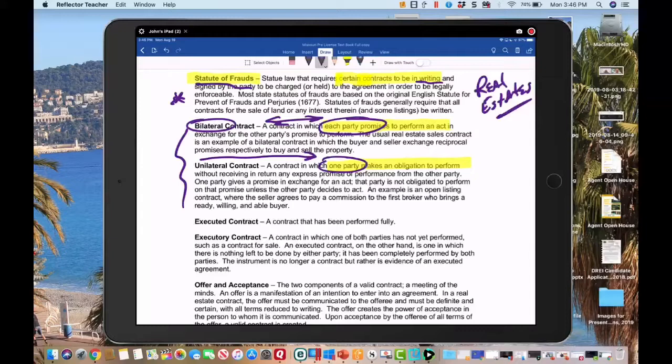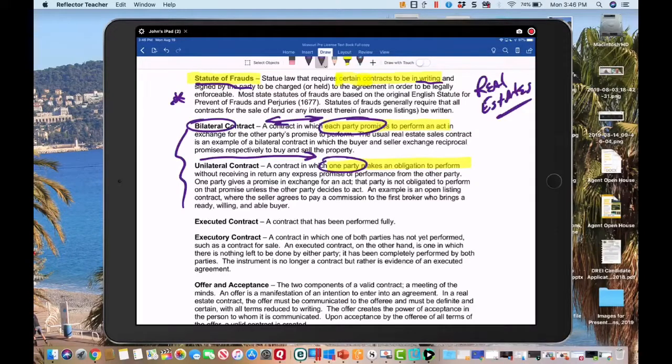But you could see some questions where they really get into wanting to know what type of contract. So you've got to make sure that you understand bilateral, both directions, both parties making promises. Unilateral, there's only one direction or one party that's making a promise.